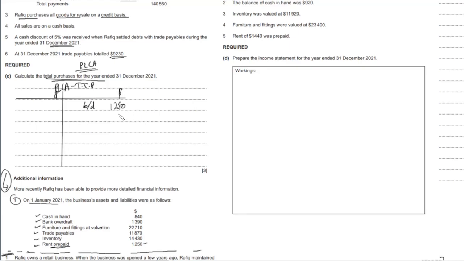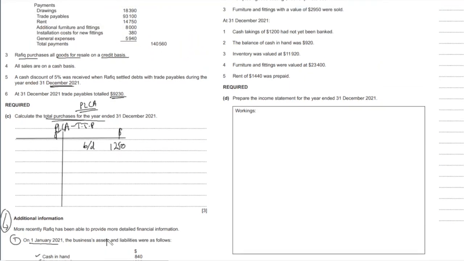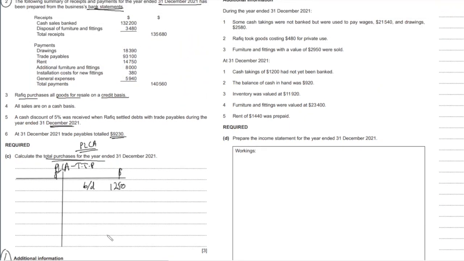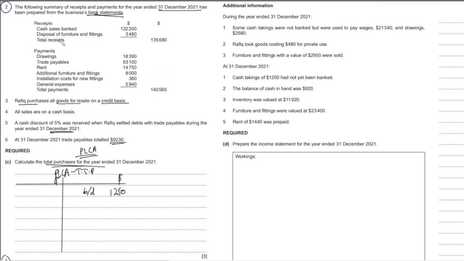1250 is the opening balance. What more? Let's go above. What else do we know? Anything about payables? Cash sales banked. Not relevant yet.